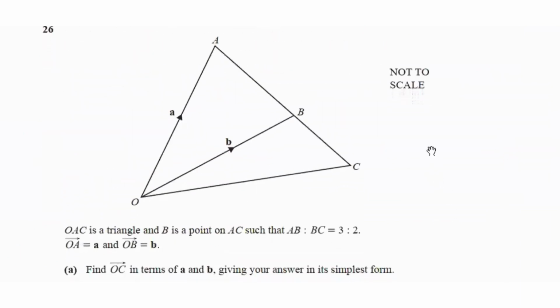Question 26 says OAC is a triangle and B is a point on AC such that AB to BC is 3:2. OA is given as A and OB is given as B. Find OC in terms of A and B, giving your answer in simplest form. This is OC, which we have to find. Now, AB ratio BC is 3:2.